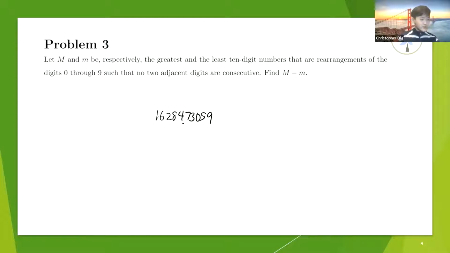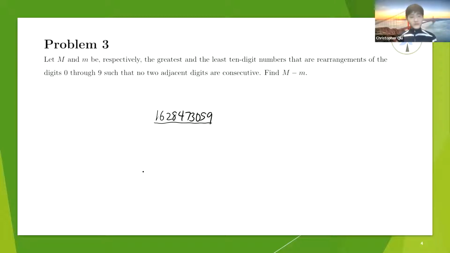So for example, one possible rearrangement you can have is 162847305. This 10-digit number is a rearrangement of the digits 0 through 9. And so what that means is that each of the digits 0 through 9 appear exactly once in this number. And so this is our first condition. Our second condition is that no two adjacent digits are consecutive. So what this means is that we cannot have say 0 and 1 together. We cannot have 2 and 3 together, etc.